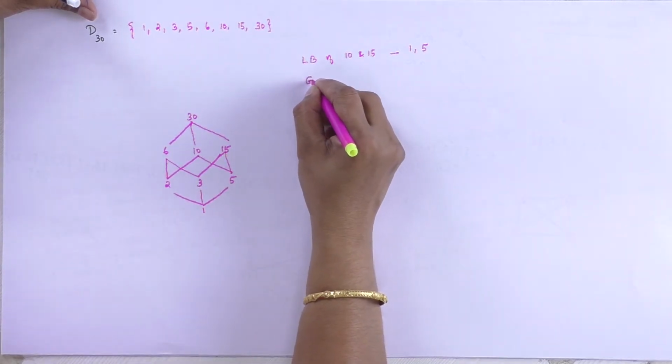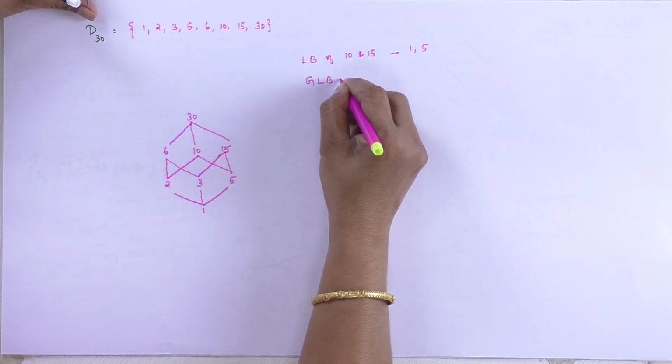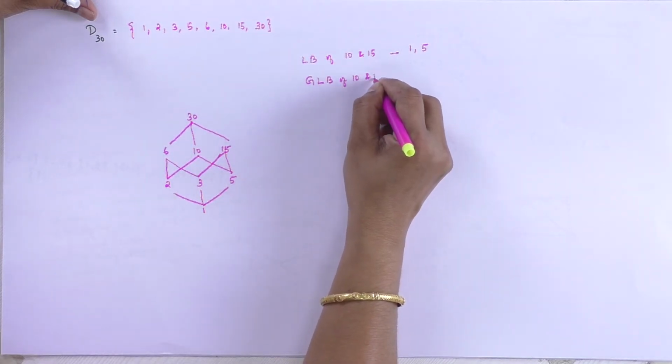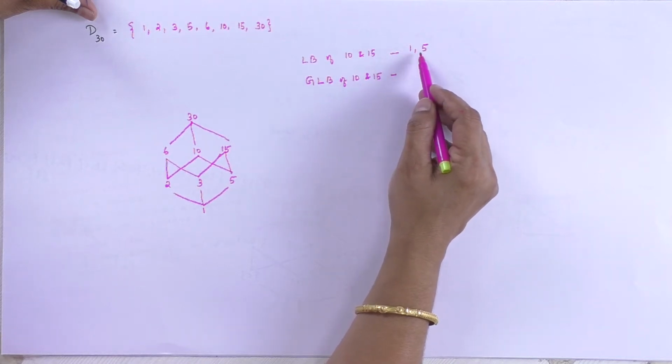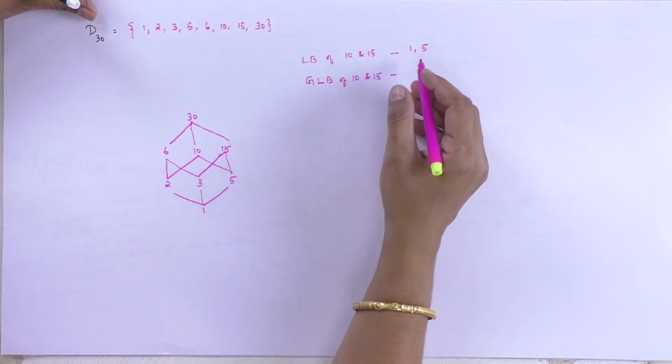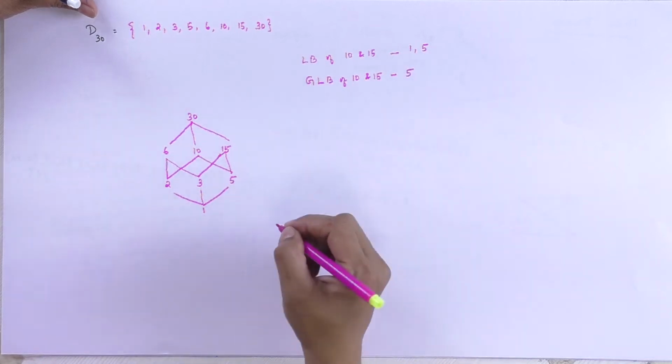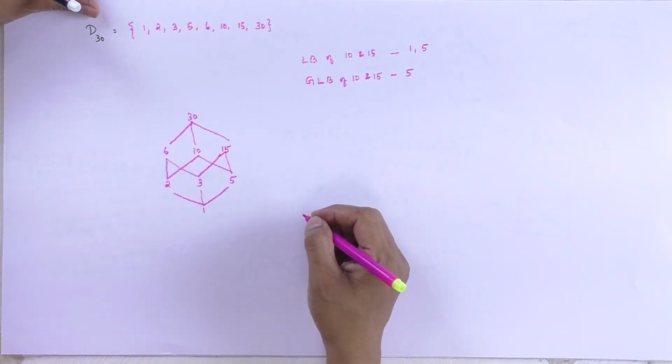So, how do we find the greatest lower bound of 10 and 15? The greatest lower bound is nothing else but, from the lower bounds I have already got, I have to find the greatest value. So, 5 will be the greatest lower bound of 10 and 15.